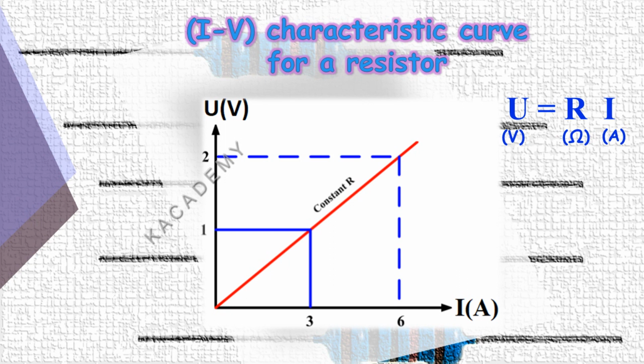Finally, the IV curve for a resistor is displayed in this figure, and as Ohm's law would indicate, the IV curve is a straight line with slope R as just explained, assuming that voltage is plotted on the vertical axis and the current on the horizontal axis.